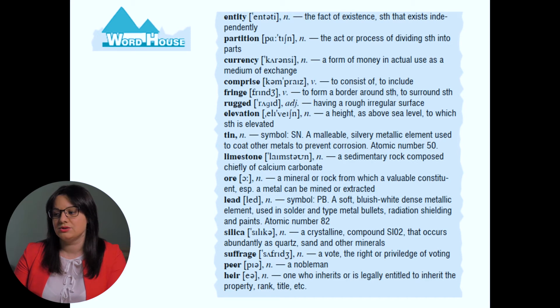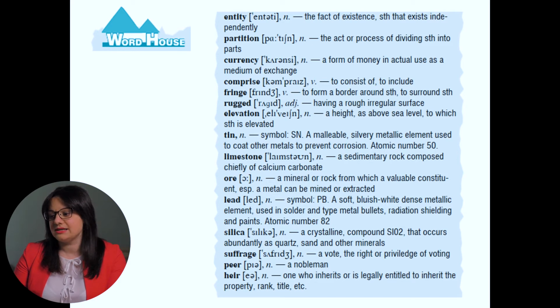Fringe, to form a border around something, to surround something. Rugged, having a rough irregular surface. Elevation, a height as above sea level to which something is elevated. Tin, a malleable silvery metallic element used to coat other metals to prevent corrosion. Atomic number 15.